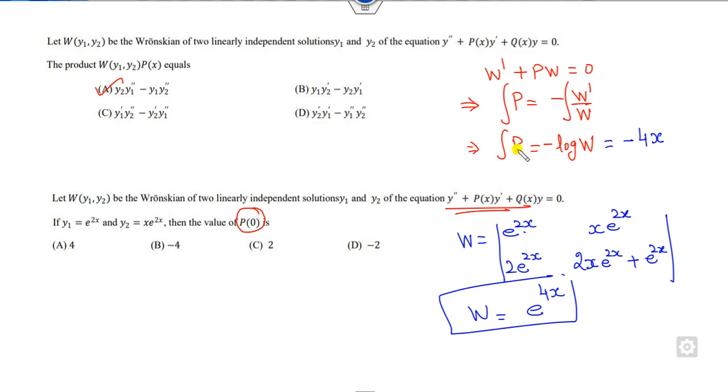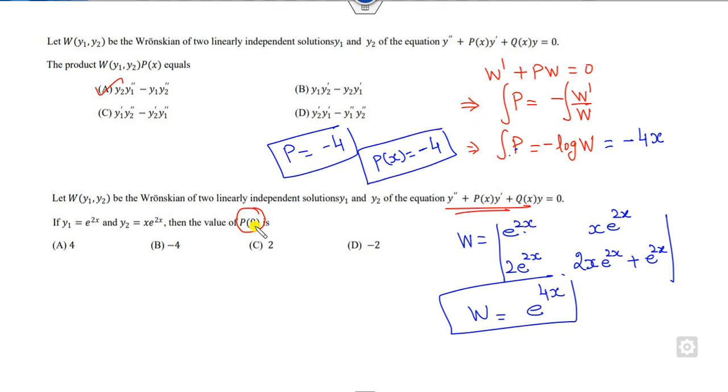How do you find the value of P? You can take the derivative of this. So P will be minus 4. That is, P of x is minus 4. Now your target is to find the value at the point 0. So the right answer is again minus 4.